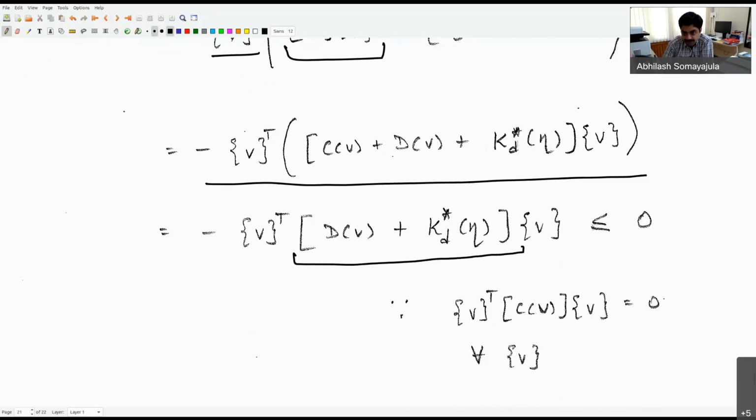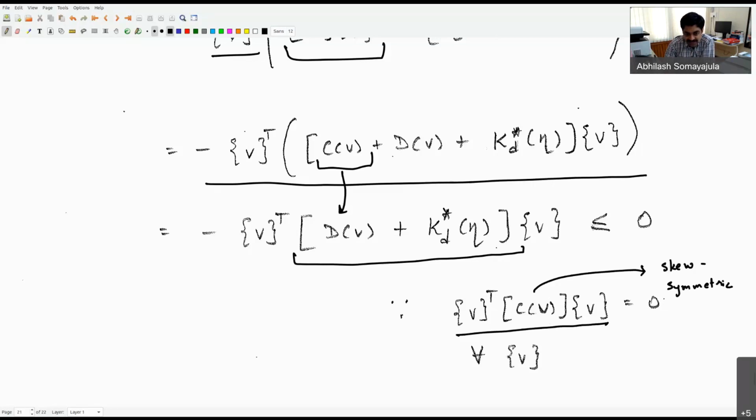Everybody with me? So this product will always be less than or equal to 0, and it is equal to 0 when v is equal to 0. Notice that I removed C of v in this expression when I went down, because we already know that the skew symmetric matrix C will definitely satisfy v transpose times a skew symmetric matrix times v will be equal to 0. Because we know that this Coriolis matrix is skew symmetric, this term will be 0.